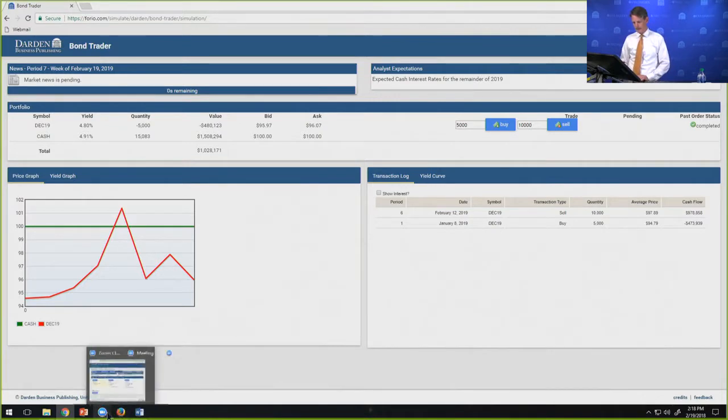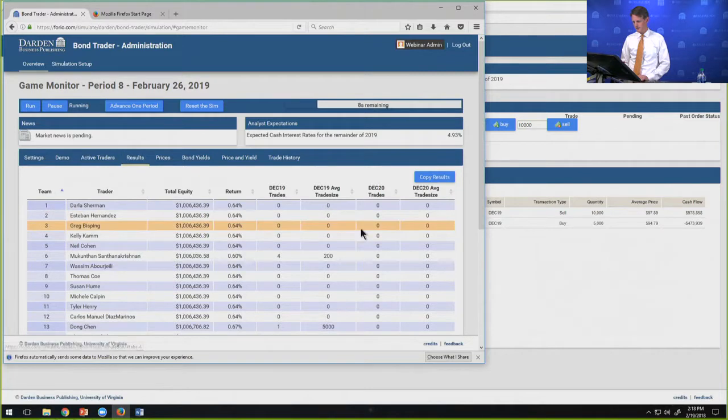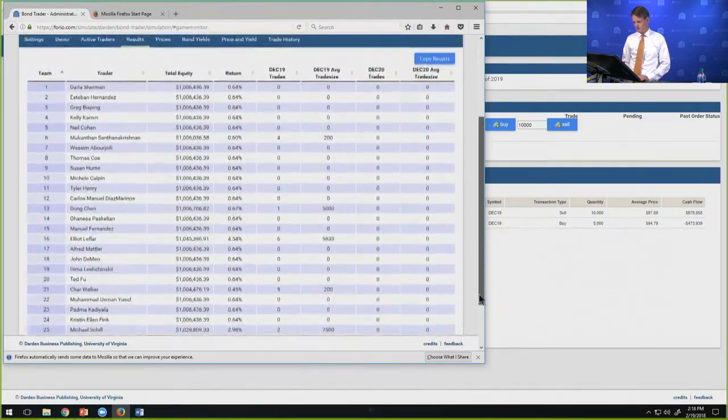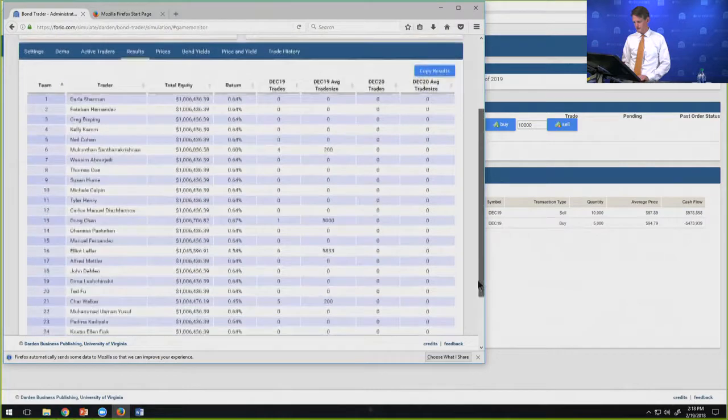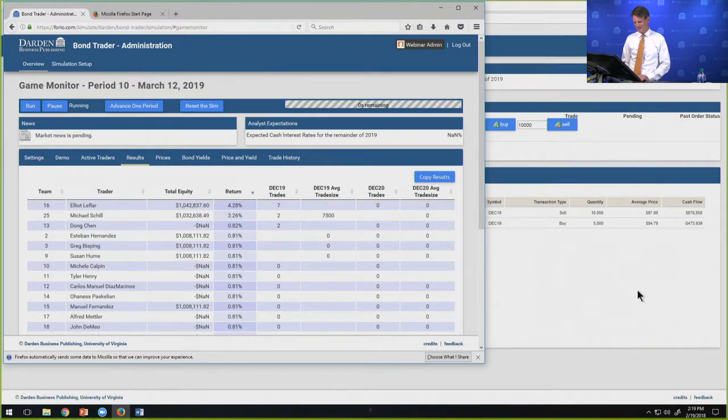While you're trading, I can monitor where people are. I can see positions. And so far, Michael Schill is in the lead. How about that? Elliot's coming on now.